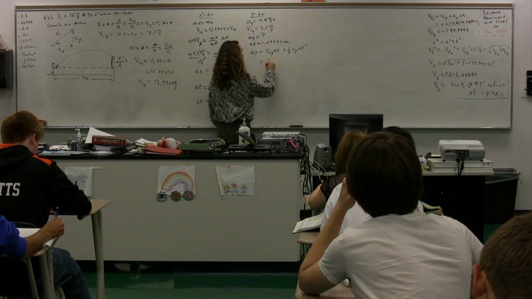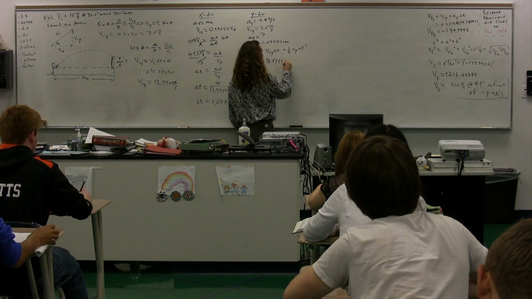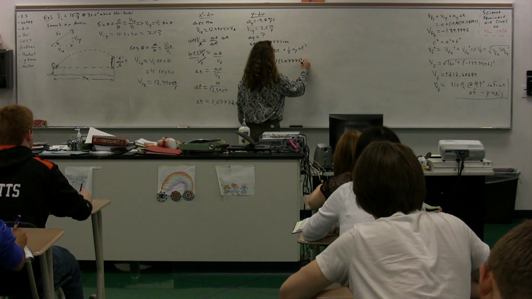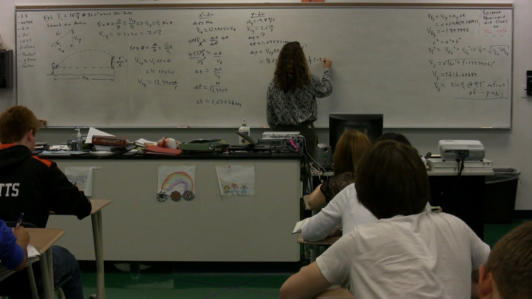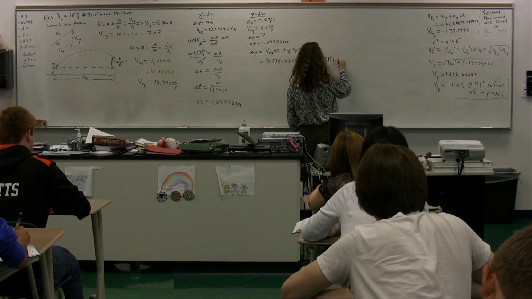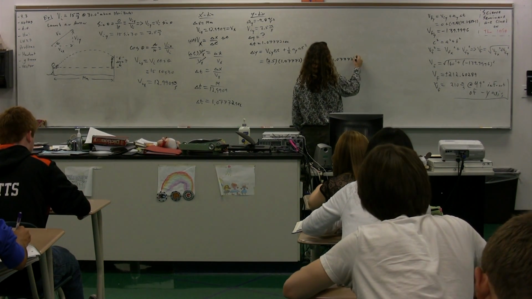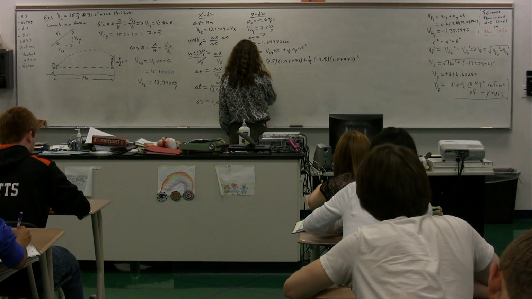The velocity initial in the y direction is 7.5. The change in time is 1.07772 plus 1/2 times the acceleration in the y direction, -9.8, times the change in time again, 1.07772, squared. That gives us the displacement in the y direction.